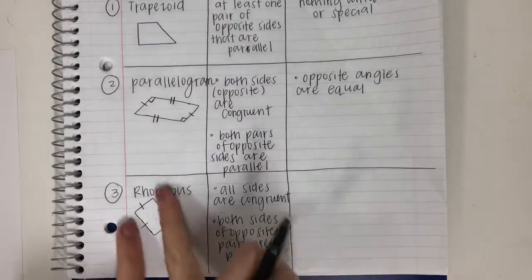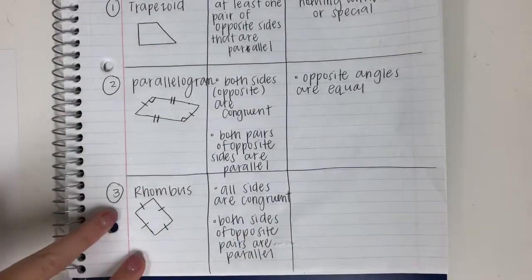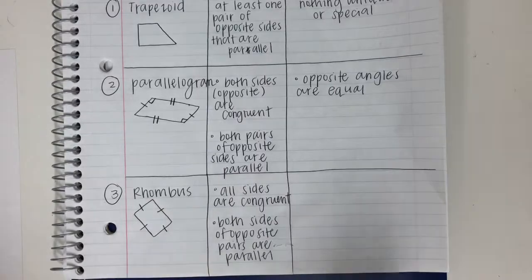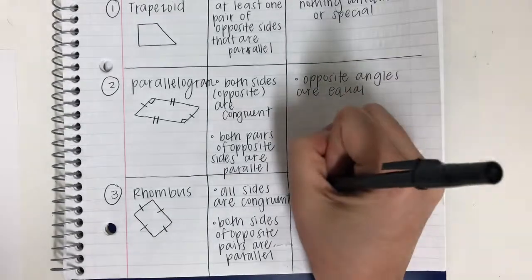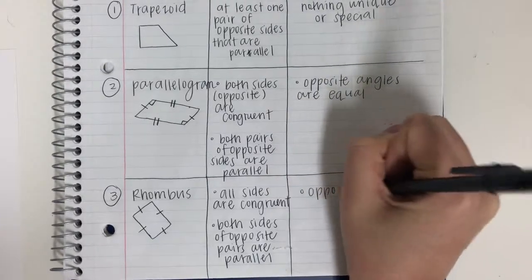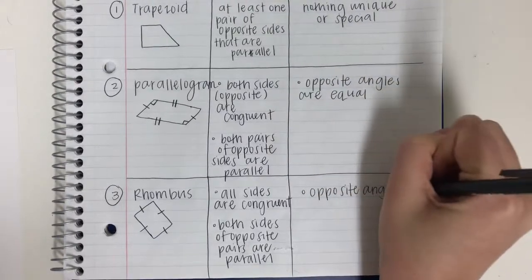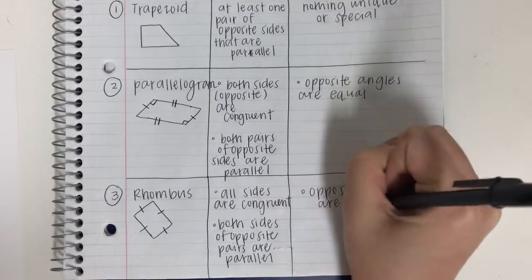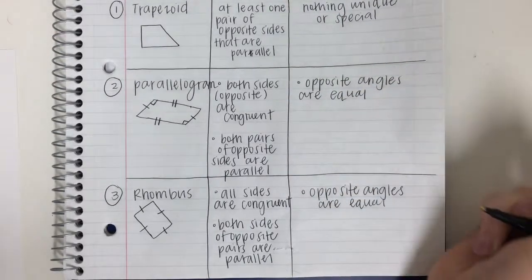So these are parallel, they go on forever and ever, will never touch, and these sides are parallel and they will go on forever and ever, never touch. And then our angles, opposite angles are equal.